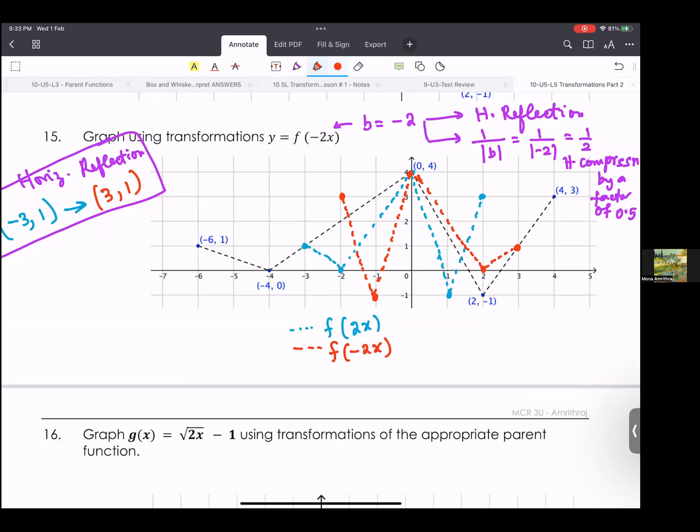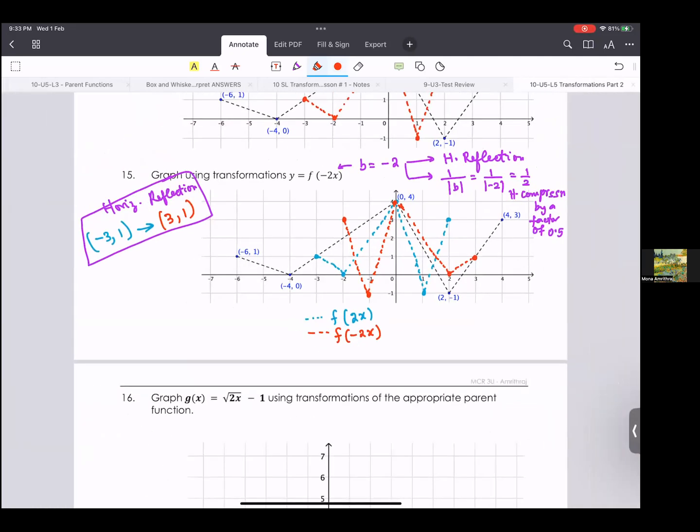So you can go stage by stage. I would rather you go stage by stage, especially when there are multiple transformations. At least do 1 or 2 transformations at one go, and don't try to do more than 2 transformations at any given time, just to avoid careless errors. Right, let's move on to this one.